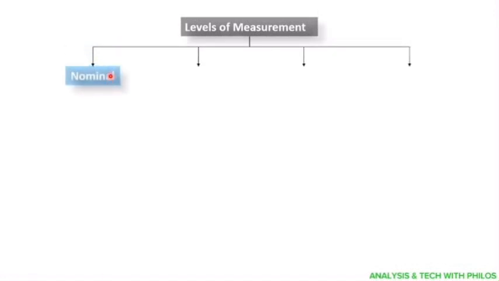Welcome back. One of the important topics you need to know in data analysis is levels of measurement. And in this tutorial, we are going to look at the levels of measurement that we have. So the 4 levels of measurement we are going to look at are: nominal, ordinal, interval, and then the last one is ratio.